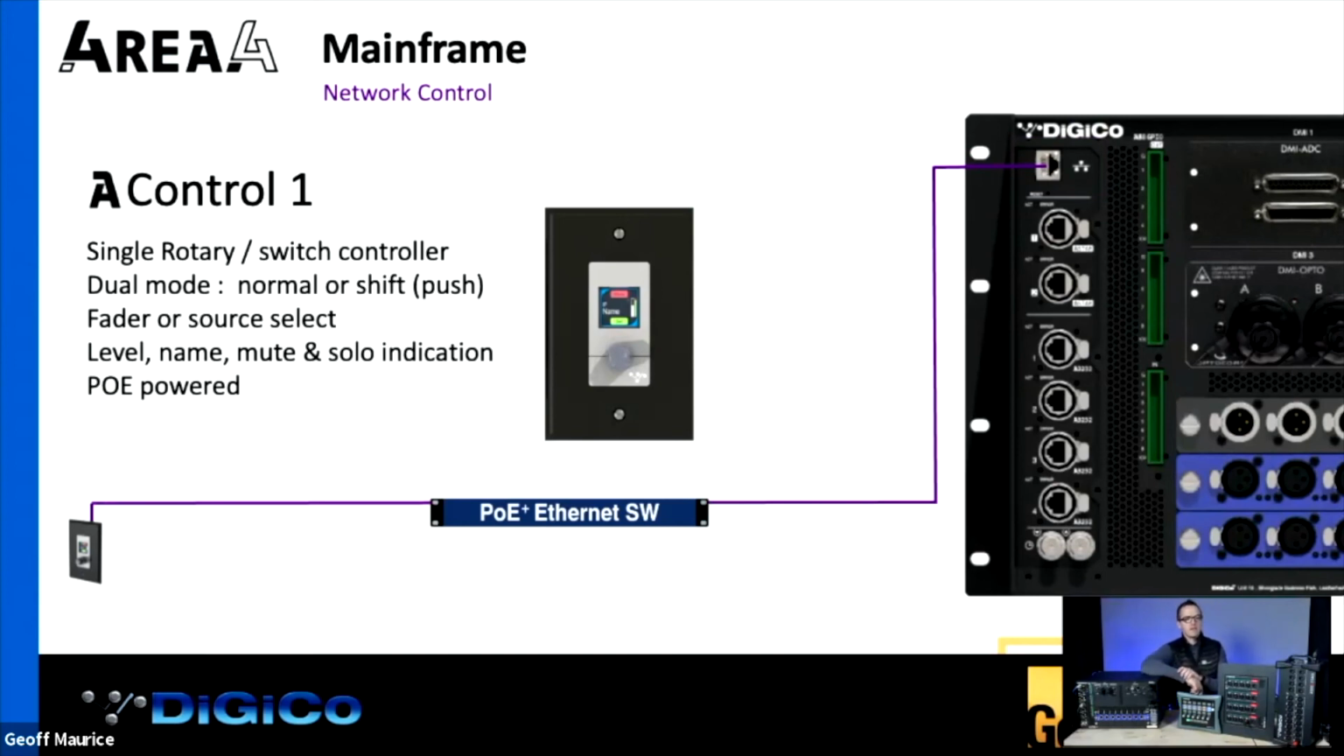The rotary is actually a push button as well. So this can be used for volume control of a dedicated source, but an alternate function is pushing and turning to give yourself a source selector as well. So you could push, pick a different source, and then you'd have access to the volume for that source. And like anything, these guys are all PoE powered as well. There is a limit to how many of these you can have, but for the A-Control 1, you can have 32 of these plugged into the system as a whole.